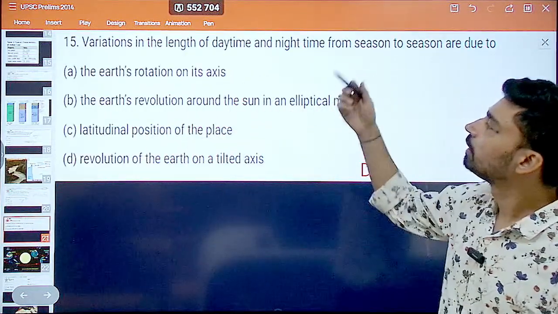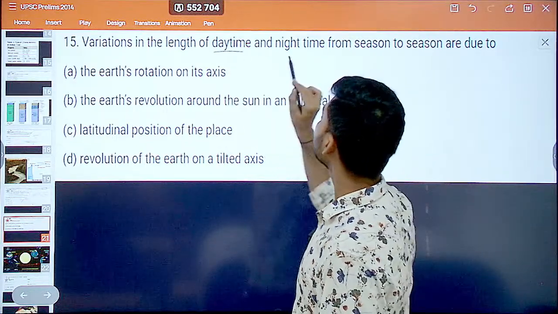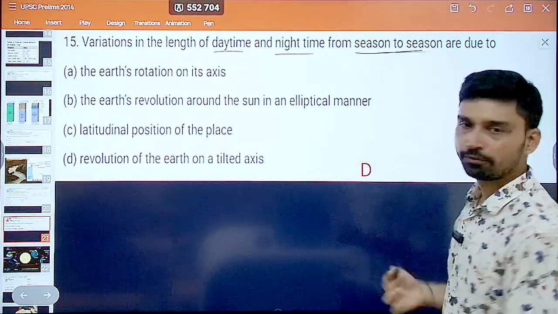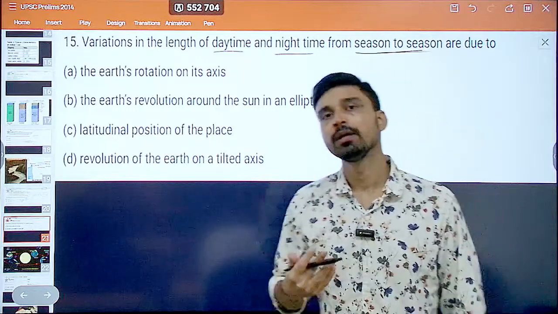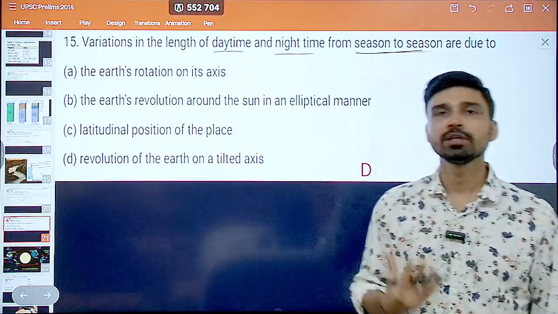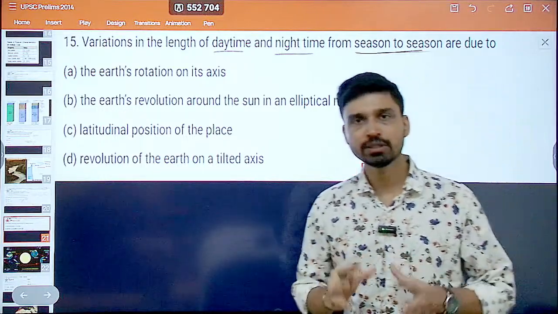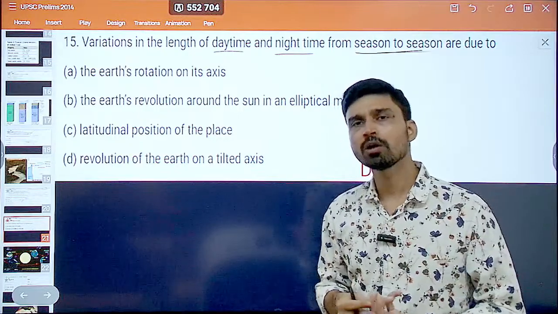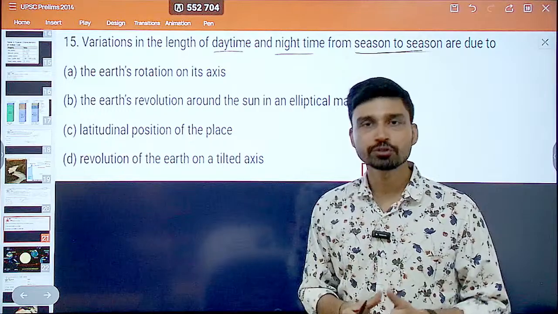Next is variations in the length of daytime and night time from season to season. We know that on the earth we talk about 4 major seasons: summer, after summer we have autumn, then we have winter, then we have spring. So, if we talk about the variations in the length of day, we know that during the summer season, especially in the northern hemisphere, it will have the longest day, that happens on 21st of June.